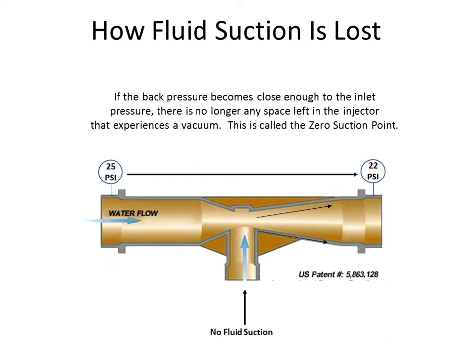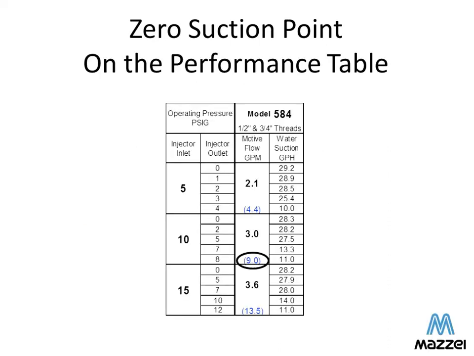And you can see that as well in the injector performance tables. You'll notice if you look at a performance table, there are these curious blue numbers here in parentheses. This is the pressure at which the injector stops functioning, the outlet pressure at which the injector stops functioning. So in this case, with an inlet pressure of 10 psi, once you get to an outlet pressure of 9 psi, you no longer have suction. Okay?